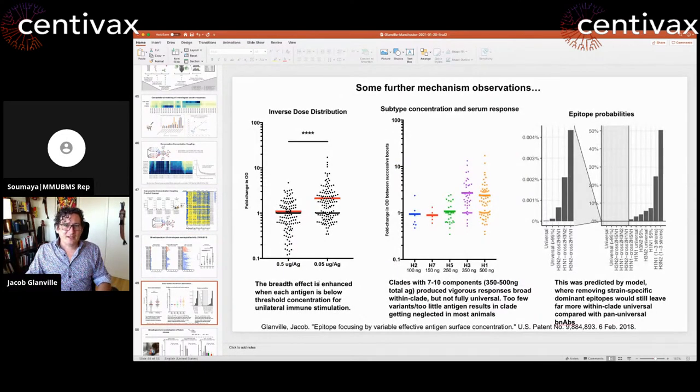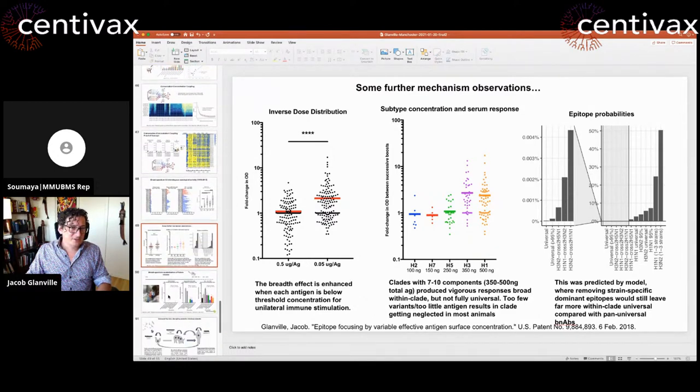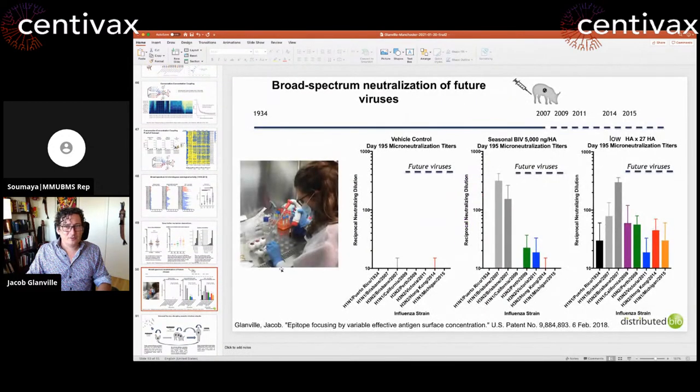This is some more mechanistic observations. I think in the interest of time, I will skip it, but we can go into more detail. What I want to show you is the real proof in the pudding. Other groups have tried creating universal vaccines, and I think where they get hung up is that often they show they can get broad reactivity, but they fail to get broad neutralization. The difference here is that an antibody can bind weakly and be reactive, but be insufficiently high affinity in order to neutralize. It could also bind the wrong sites, and so it could bind and be reactive but not be neutralizing.